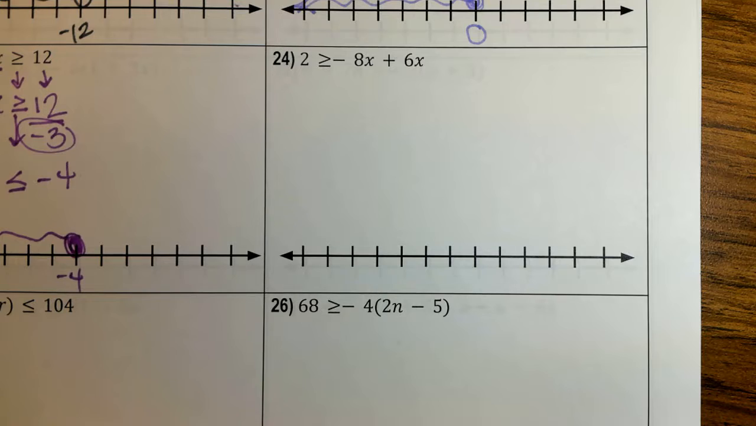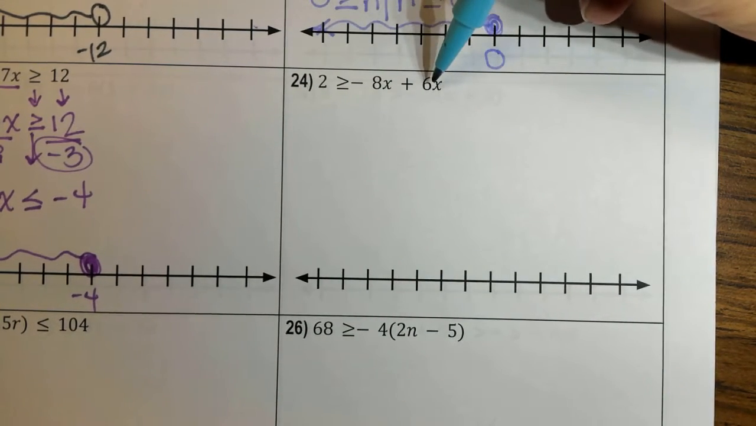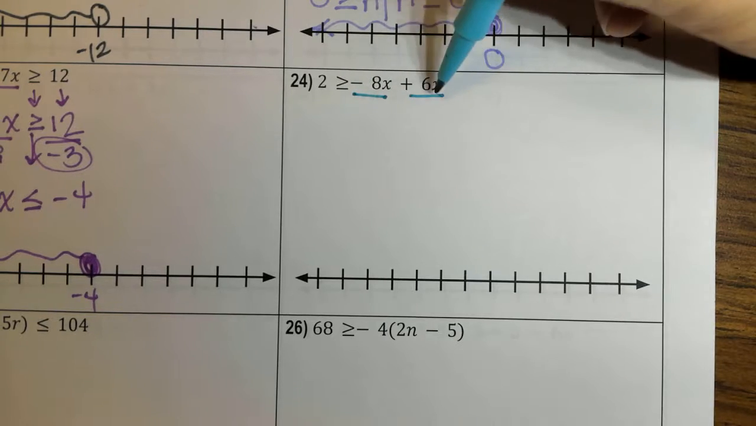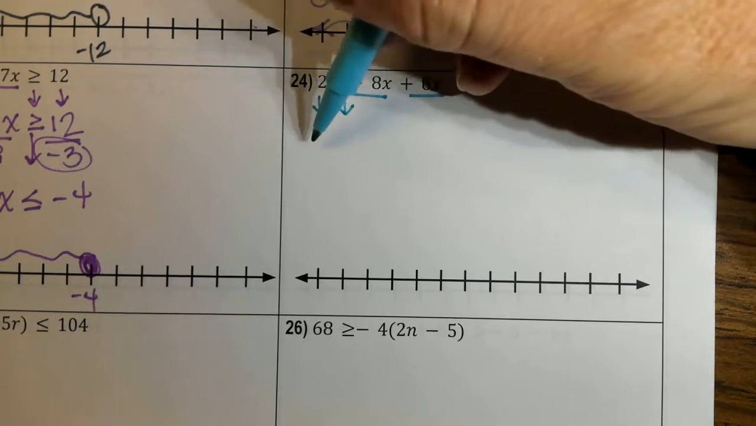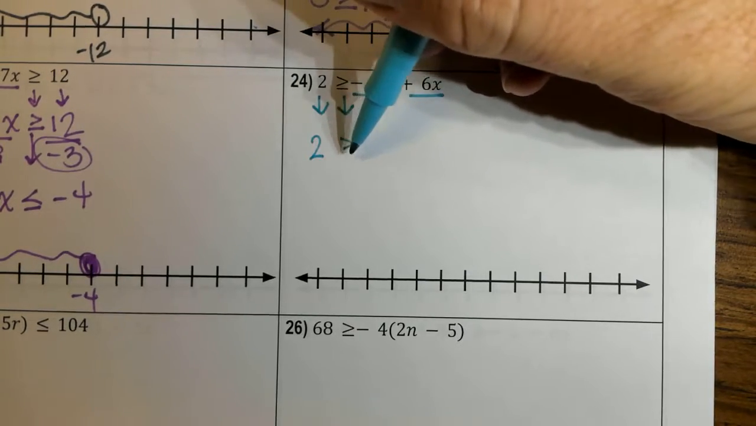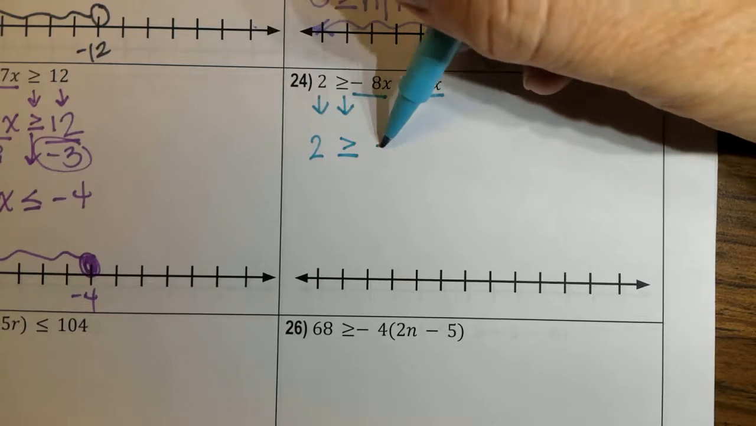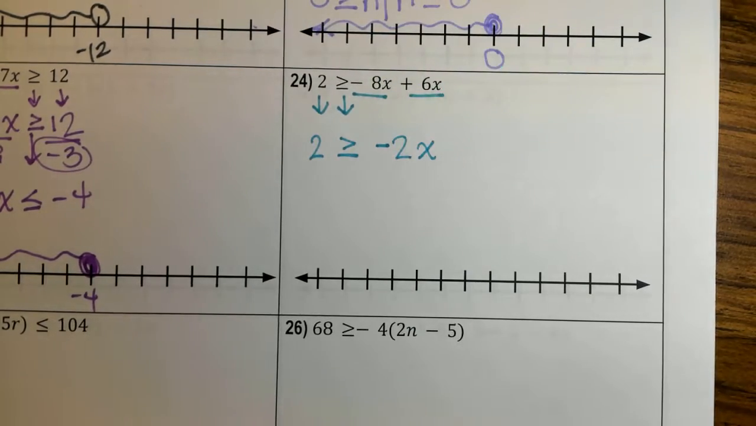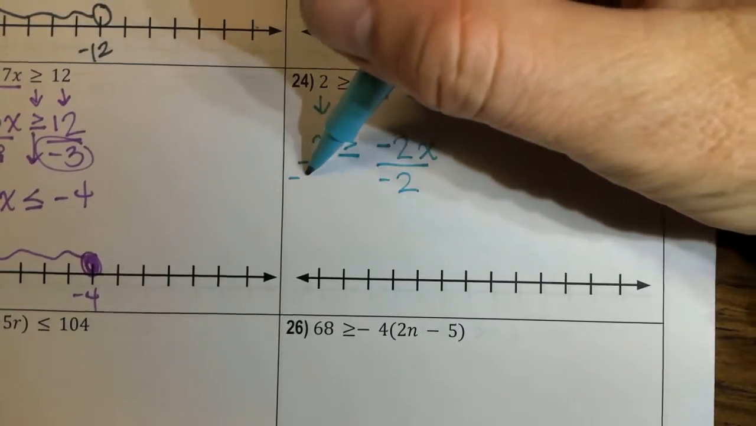24. Well, we're almost done with this page. Okay, same thing. Look, I have 2 x's on the same side, so I can combine like terms. So look, my 2 and my symbol, I can just carry those down. Those did not change. And then I have 6 minus 8, negative 2x. And of course, I have to divide as my last step. So I'm going to divide by negative 2.